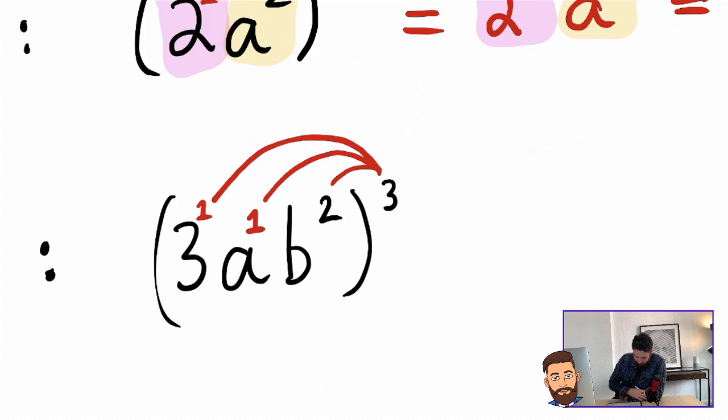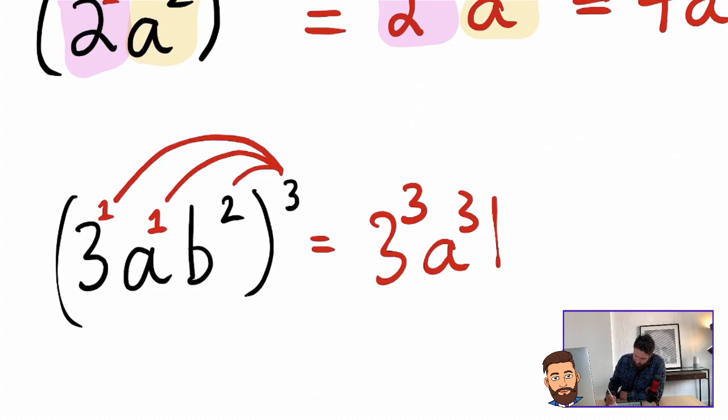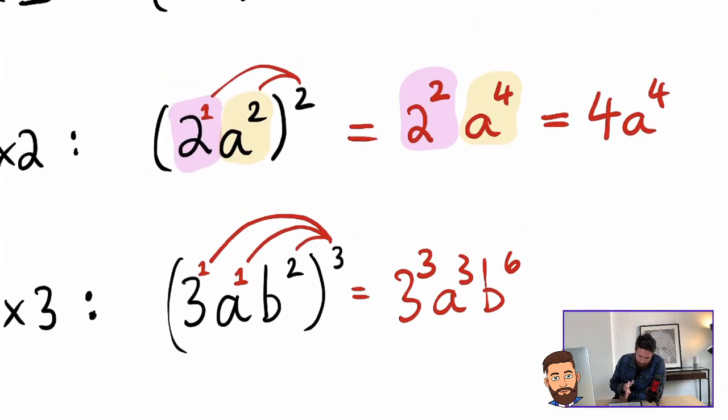So what does that give me? Well, I've got 3 with a power of 1 times 3 is 3, so that gives me 3 cubed, because I've times 1 and 3 together, and that's 3. And then I've got a with a power of 1 times by 3, because the law states we times, so 1 times 3 is 3 again. And then finally, you've got b squared times by the 3, so that is b to the power 6. And I'll show you why this works, much like I showed you why law 2 worked.